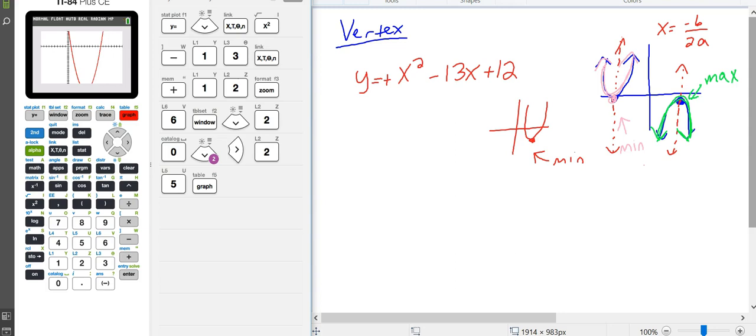We still don't see it. Let's go back to window. Let's make our y min a little bit lower. Let's make it negative 45 and graph.